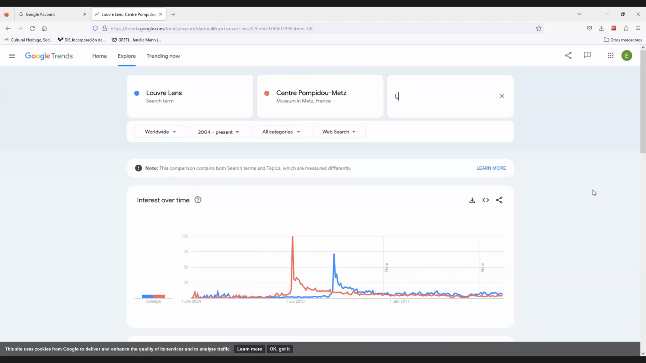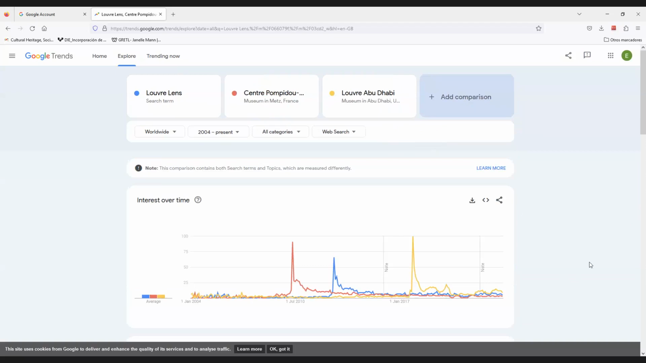Let's go to Louvre Abu Dhabi. This museum in Abu Dhabi is a satellite museum of Louvre. And here you can see the inauguration. The number of people that Googled it was much higher than Louvre Lens and Pompidou Metz. And also, it seems that it stabilizes a little bit higher, but then we have this COVID pandemic effect on the number of searches on Louvre Abu Dhabi, and it seems that it hasn't recovered yet. Okay, you can see here that it seems that it hasn't recovered yet.